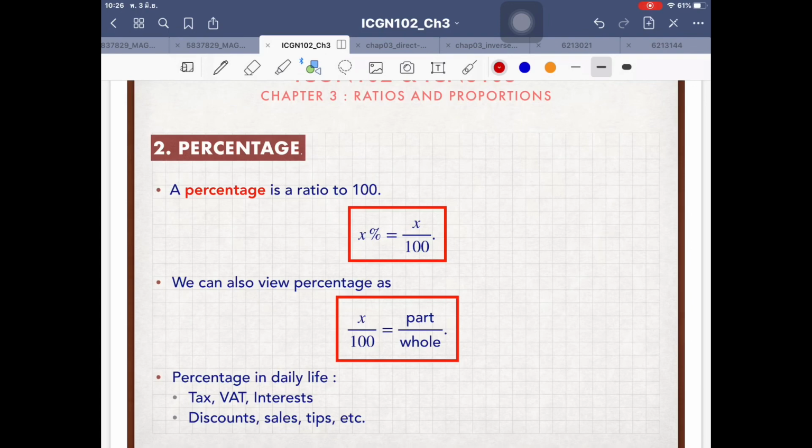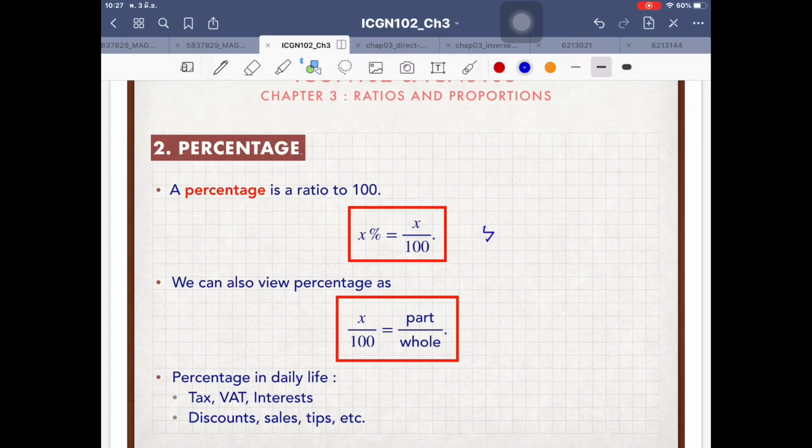Now, let's go to the second topic for this chapter, all right? This topic is about the percentage. So what is the percentage? All right, a percentage will be just a ratio to 100. If you say that you have X percent, it means you compare the term X to 100. So it's going to be just X over 100.